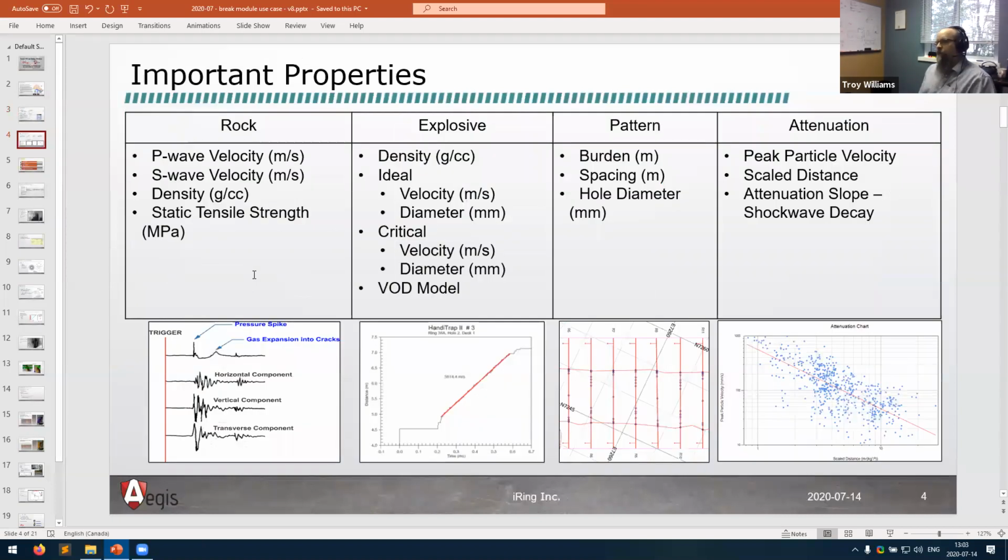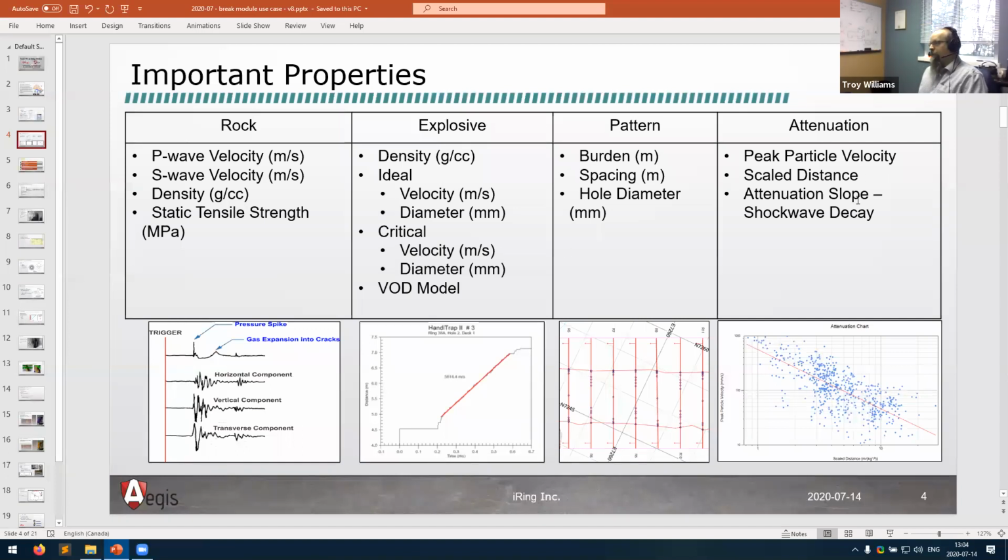Now, for the rock properties, we need to understand the P wave velocity, the S wave velocity, the rock's density, and the static tensile strength of the rock. We're particularly interested in the tensile strength because we want to break the rock in tension. We have more control when we break the rock in tension as opposed to crushing the rock by overriding its compressive strength. For the explosive, we're interested in the density as well as the detonation velocity, because the detonation velocity is key, as it will indicate how much energy is available to do the work of fragmenting the rock.